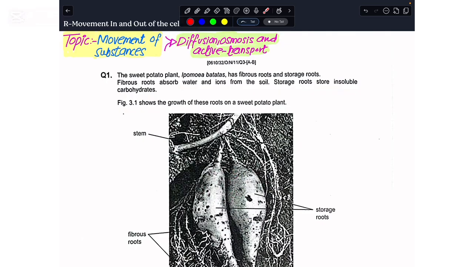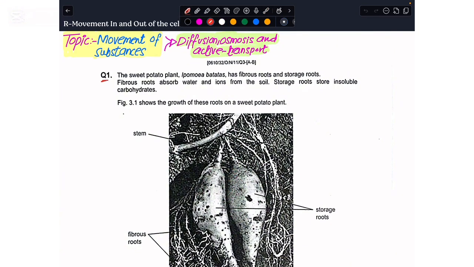For today's class, we will go through the topical questions for the topic of movement of substances, where we will see how diffusion, osmosis, and active transport are the multiple mechanisms by which substances move in and out of cells. So how does the examiner evaluate your concept of these three mechanisms in past papers? We will begin from the year 2011 and go till the end of 2025.